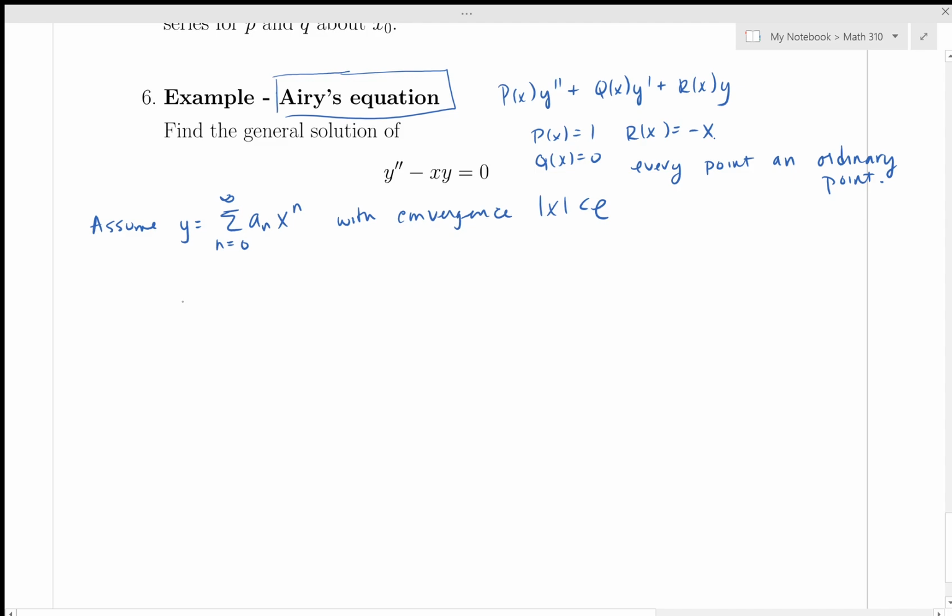Okay, then we're going to take the derivative, and I will get this here, n equals 1 to infinity of n a_n x to the n minus 1. I will take the second derivative, and I see that I need the second derivative, and that's going to be n equals 2 to infinity n times n minus 1 a_n x to the n minus 2.